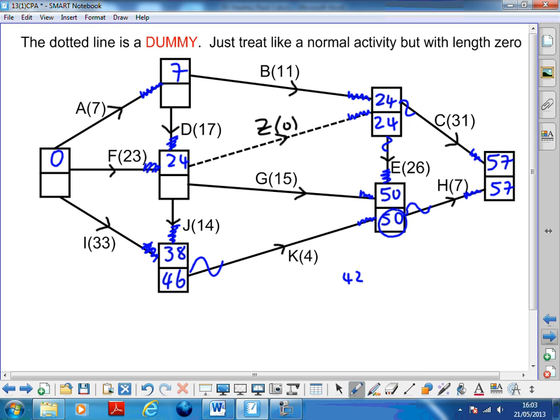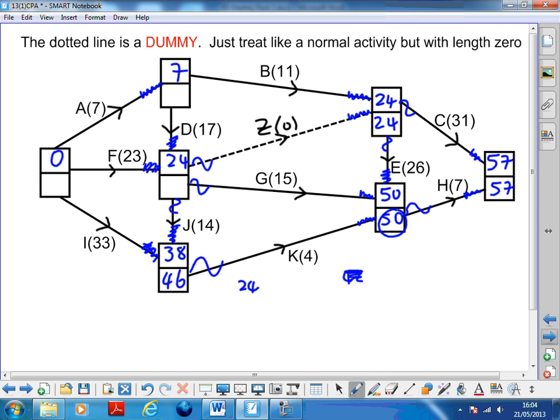Then, where shall I go? I shall go in the middle. So this has got three things coming out of it, three things to consider. So 24 minus 0 is 24. I'll make a note of that. And 50 minus 15 is 35.